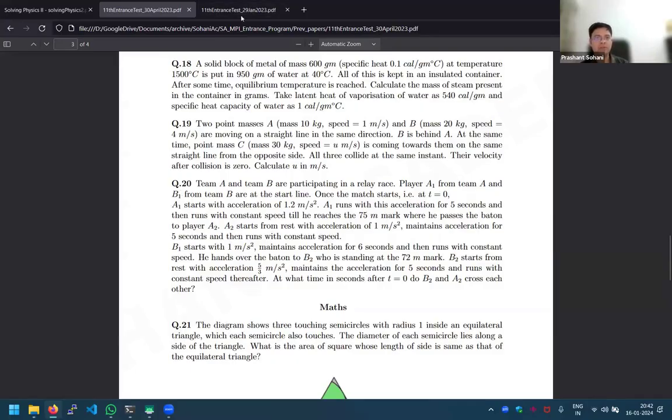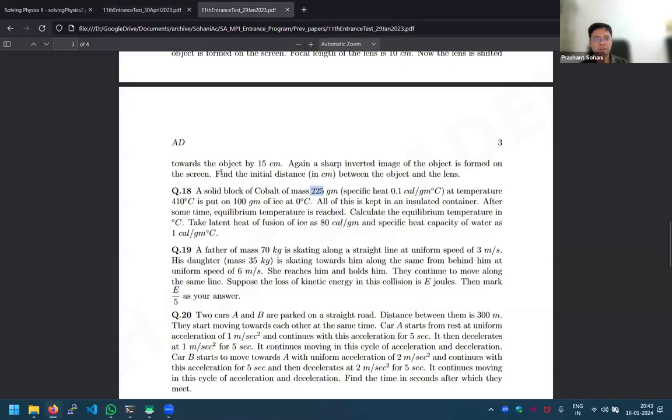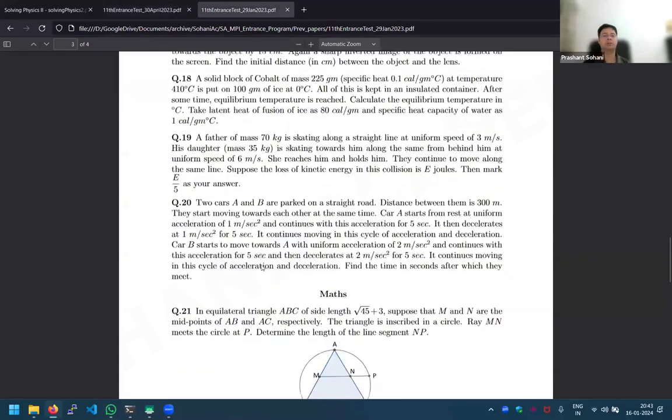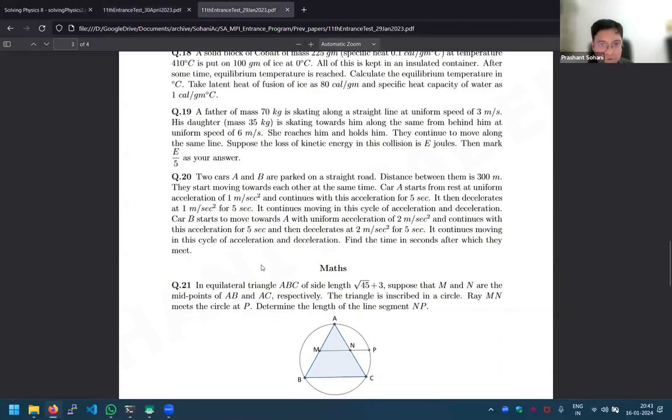Okay, so the other question means from the previous paper, the question 20 which we did not solve last time. So let us solve that question first. Okay, so I'll just wait for a minute. You want to read the question?